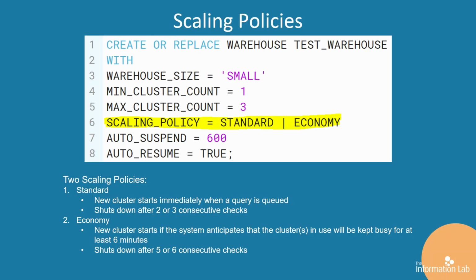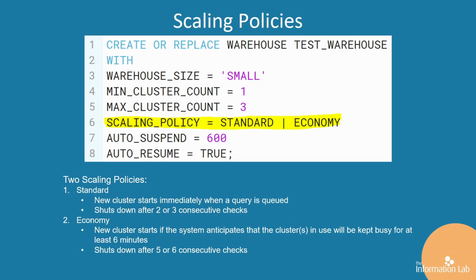So with the standard scaling policy, a new cluster will start immediately when a query is queued, and it will shut down after 2 or 3 consecutive checks. And these consecutive checks are carried out at 1-minute intervals. So if there are no queries being run or being queued on the new clusters that had fired up, after those 2 or 3 consecutive checks, those extra clusters that were added will be shut down.